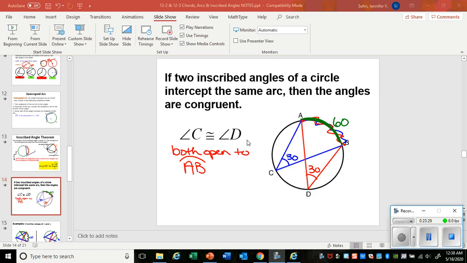If two inscribed angles of a circle intercept the same arc, then the angles are congruent. So here are angles C and D. Look here, they share the same intercepted arc. They both open to arc AB, right? Their arc AB is overlapping. And if this arc AB measures 60, then the angle will be 60 divided by 2. According to the theorem, they're always going to be congruent if they share the same intercepted arc.